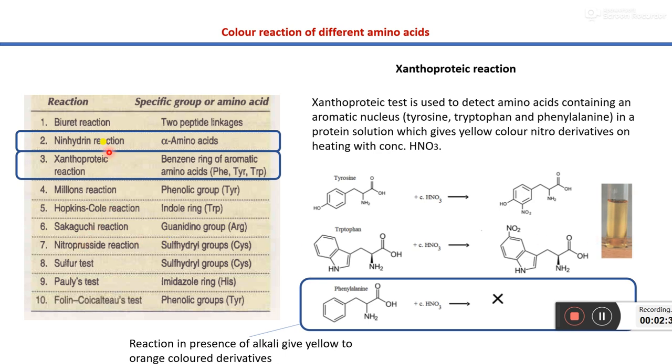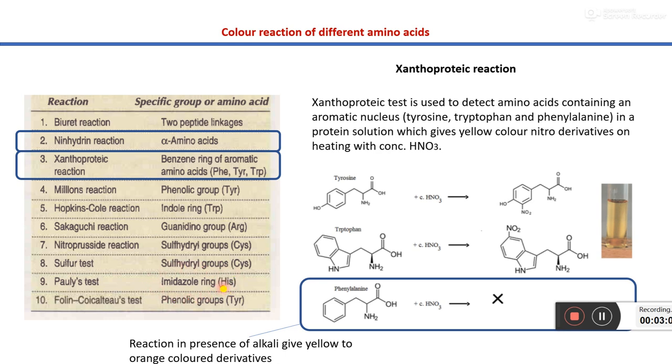Similarly, in this table you will find 10 tests for the detection of different amino acids. For example, the Millon test is used to detect the amino acid tyrosine. In the same way, Pauly's test is used to detect the imidazole ring in the sample.